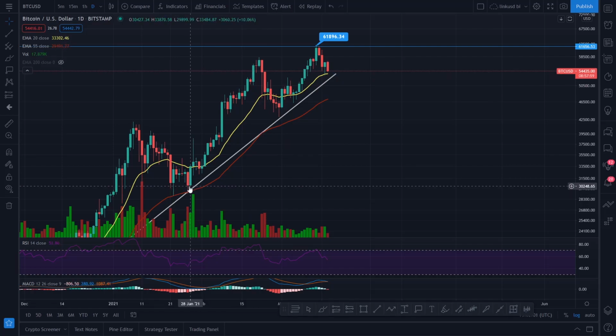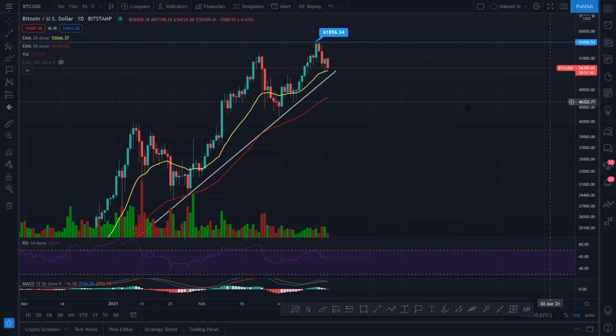But if we actually touch the 55, we're getting 55 litres of fuel for the rocket ship, and you can see the kind of power it gives us to push up. So potentially you're running out of steam the less you touch it, and the more you come back, the more steam you're going to get. So effectively, we are looking at a 55 EMA retest if we were to fall any further, guys. That's something you do need to target.